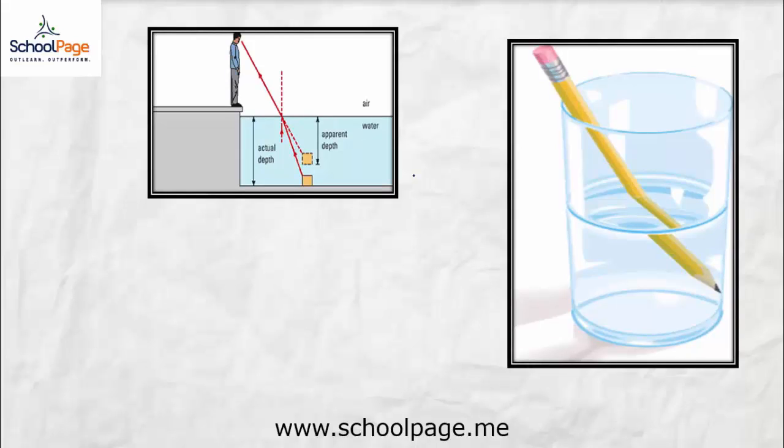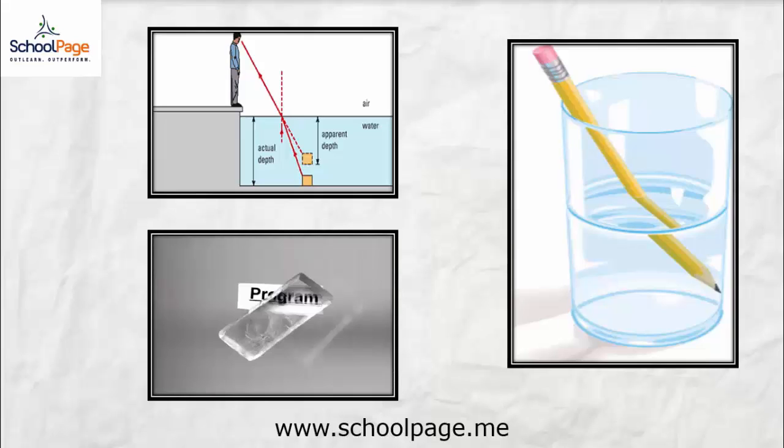You might have observed that the bottom of a tank or a pond containing water appears to be raised. When a thick glass slab is placed over written text, the letters appear raised when viewed through the glass slab. So what is the reason for all these cases? Why does the pencil appear bent? Why does the bottom of the tank appear to be raised? And why do the letters appear raised? All this is possible only because of the phenomenon called refraction of light.